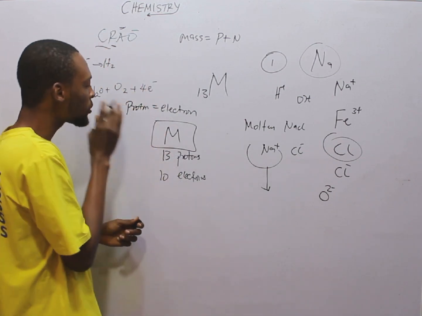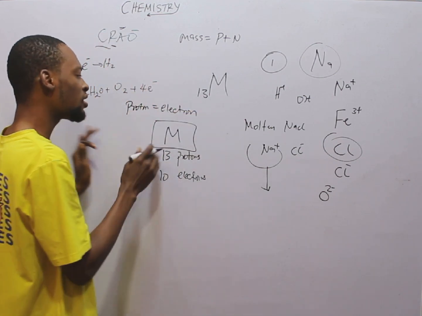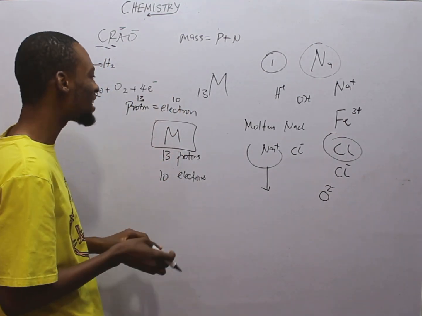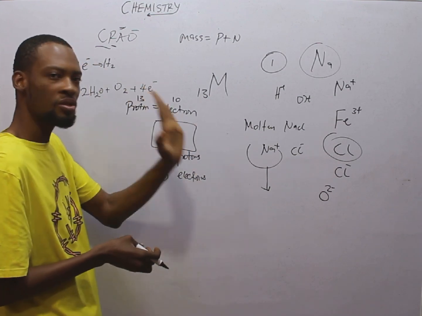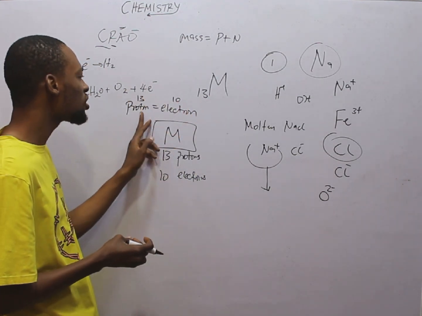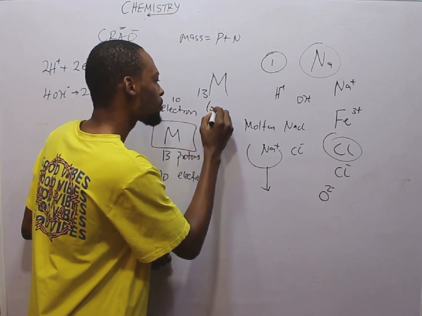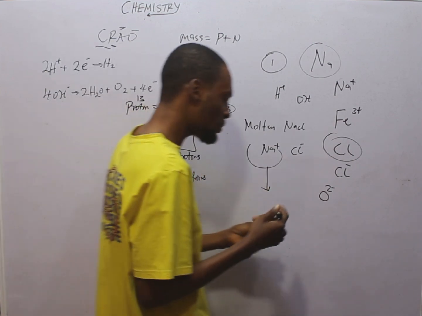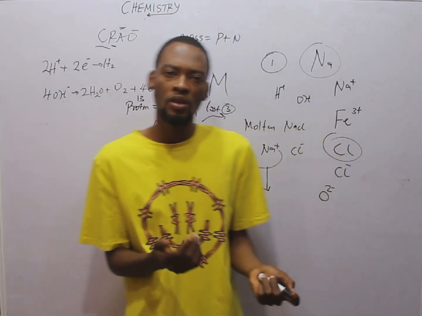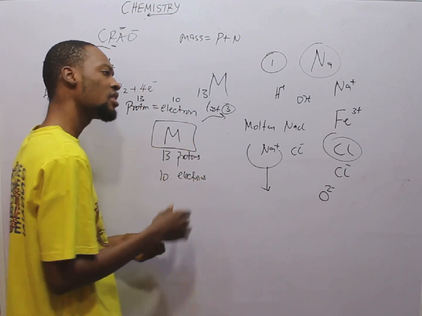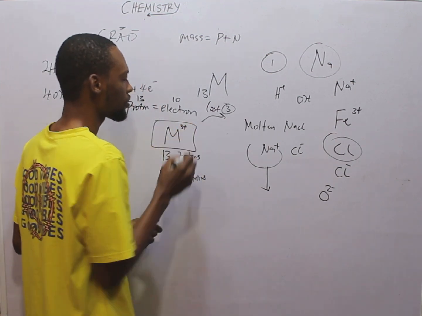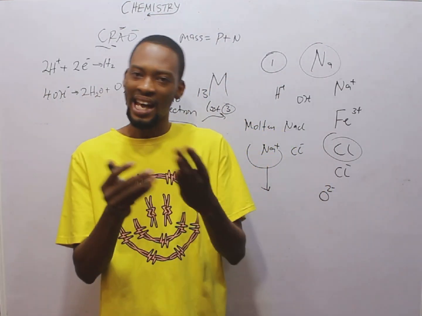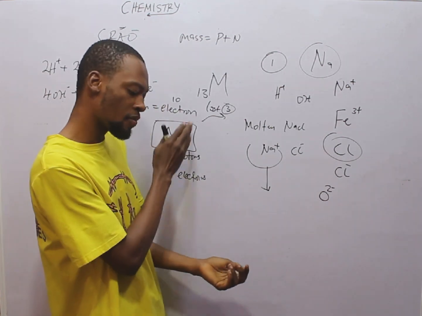So the number of protons is supposed to be the number of electrons. But now the number of protons here is 13, electrons is 10. What has happened? It simply implies that this guy has lost 3 electrons. This is what makes it not to be 13 again. So what happens when an element loses electrons? It becomes positive. So if M has lost 3 electrons, it simply means that it is 3+, M3+. That is the ion that will be formed. The ion formed by an atom which has lost 3 electrons is M3+.